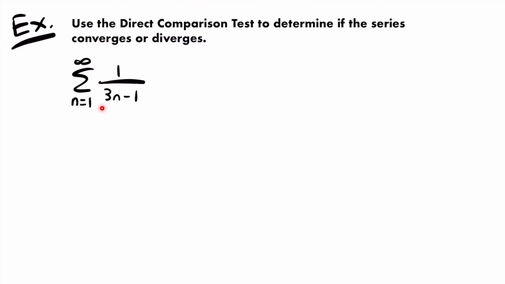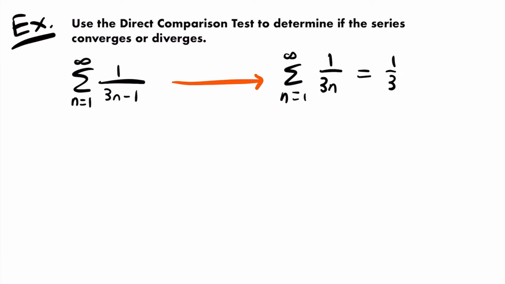Well, if we look at the form, we have 1 divided by 3n minus 1. And so if we remove that minus 1, we would just have 1 divided by 3n, which would be in the form of another p-series, right? So once again, we can compare our series to a p-series. So we'll have the sum from n equals 1 to infinity of 1 divided by 3n, and that would just be equal to 1/3 times the sum from n equals 1 to infinity of 1 divided by n, right?